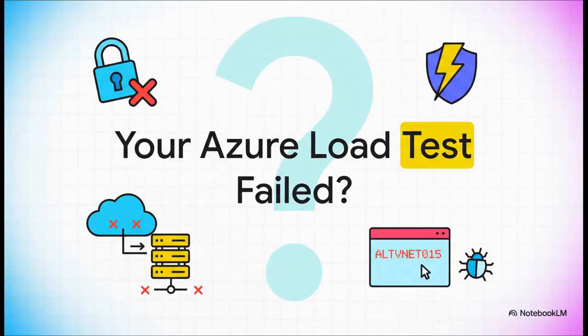I mean, picture this, right? You've got your app all set up, it's nice and secure behind a private endpoint, and now it's time for the fun part, seeing what it can handle. You kick off the load test, you're waiting for those awesome metrics, and nope, failure. You're just staring at some error code like ALTVNET 015, thinking, what does that even mean? If that sounds familiar, don't worry. You're definitely not alone, and the fix is usually way easier than you think.